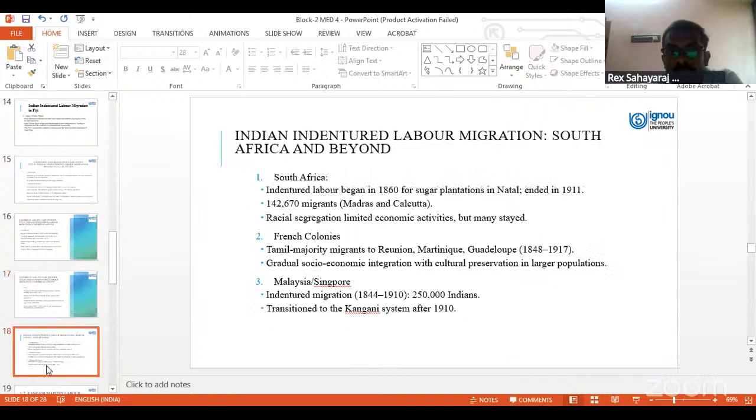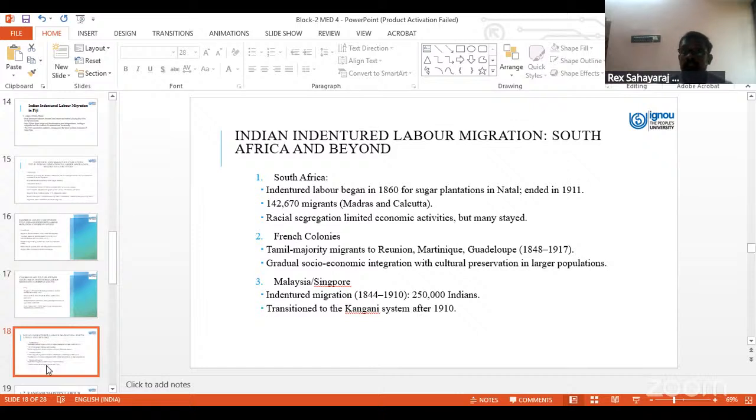And South Africa and beyond. In South Africa, indentured migration began in 1860 for sugar plantations in Natal, and by 1911 almost 1,50,000 migrants from Madras and Calcutta had entered South Africa. There was racial segregation and limited economic activity, but many stayed there.